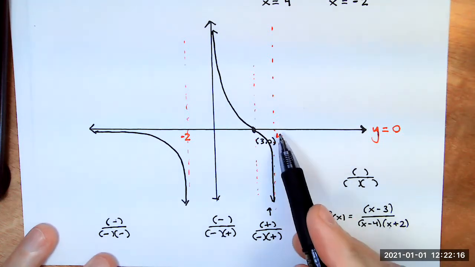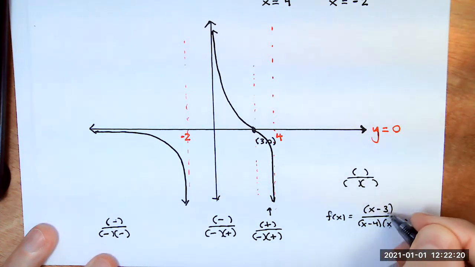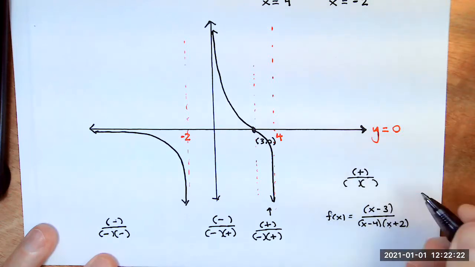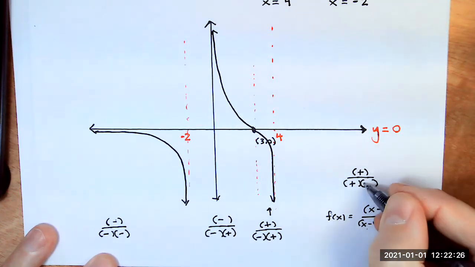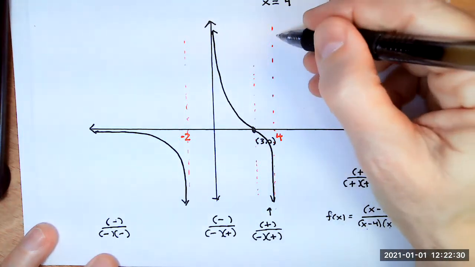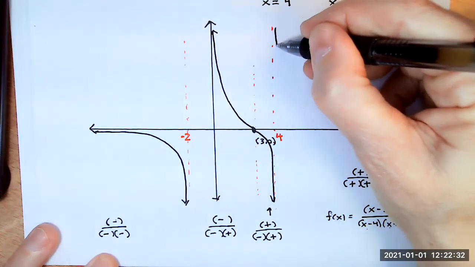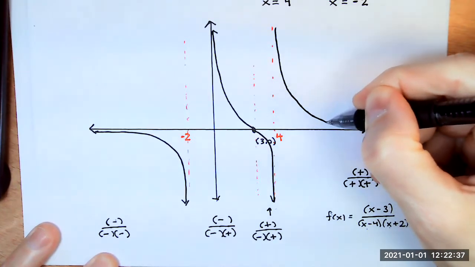And then test any number greater than 4, like 5. So put 5 in here, that'll be positive. This will be positive. This will be positive. So I have a vertical asymptote, so it'll go to positive infinity. And then a horizontal asymptote of 0.